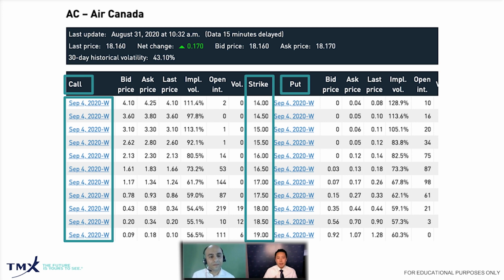Now, for those who hear these terms, calls and puts, for the first time, basically, call options give you the right to buy the underlying stock at the strike price before expiry. Investors buy call options because they are bullish on the stock. And put options give you the right to sell the underlying stock at the strike price before expiry, because they are bearish on the stock.